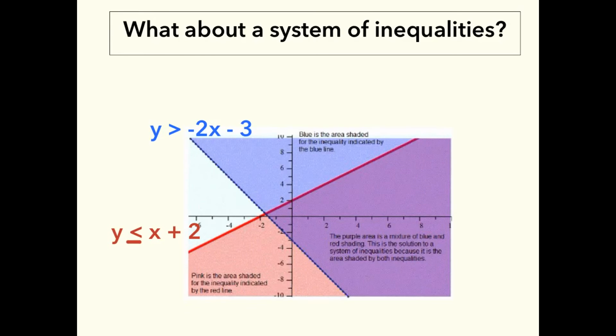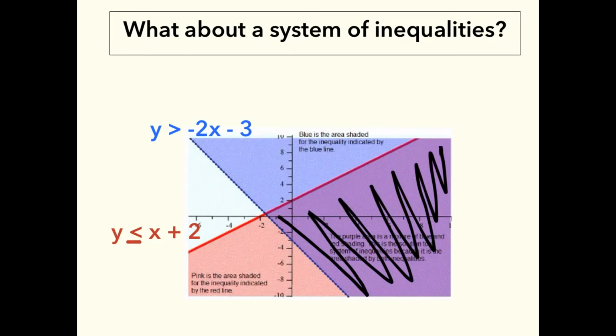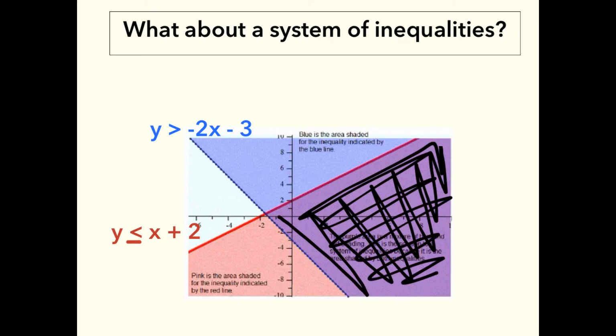You can see this area is where both of the lines' shading meets. So that means this is where your solution is. This part where they're both shaded. So a system of inequalities has many solutions. Any point inside this double shaded area is a solution to the system.